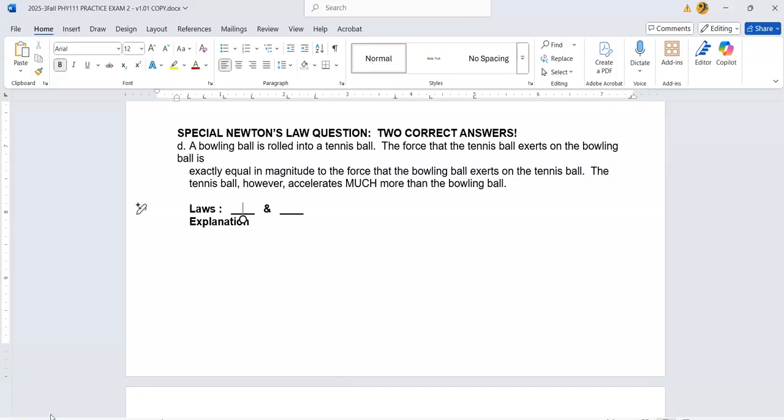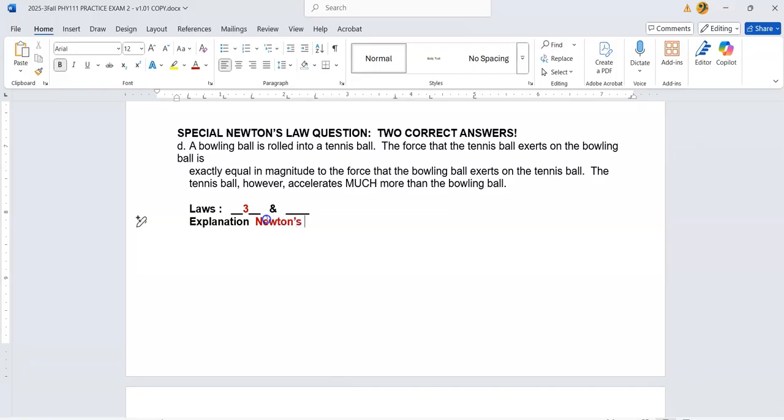The force that the tennis ball exerts on the bowling ball is exactly equal in magnitude to the force that the bowling ball exerts on the tennis ball. So the two interact, and the bowling ball creates the same force on the tennis ball that the tennis ball creates on the bowling ball. Of course, they're in opposite directions. Well, that's a perfect example of Newton's third law. So let's just write that in here.